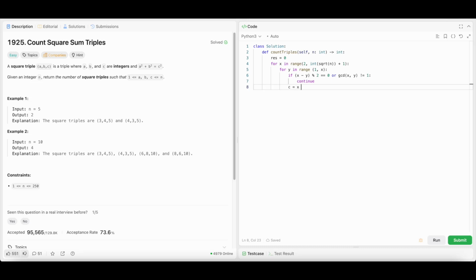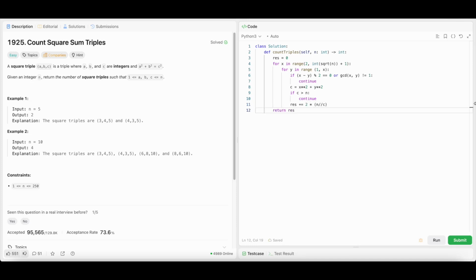Now we can calculate c. It will be x squared plus y squared. And if c is greater than n, then we can skip also. If not, then we can add 2 times n floor division by c to the result. And now we can return the result. Let's see if it works.